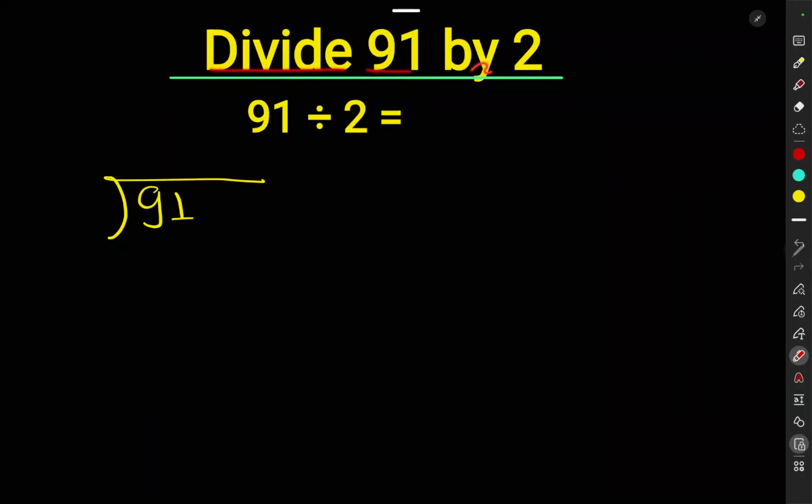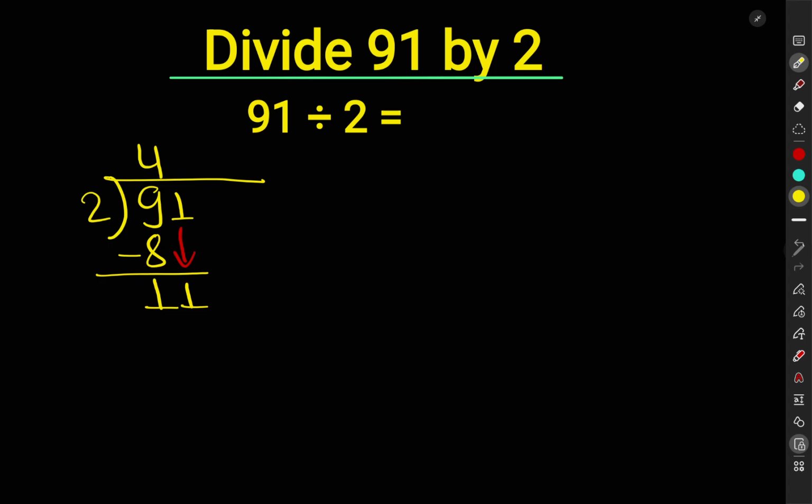Divide 91 by 2. So here we divide 91 by 2 in a long division method. So 2 times 4 means 8. On subtracting we get 1. So now this 1 is less than 2. So we bring down the number beside this 1.